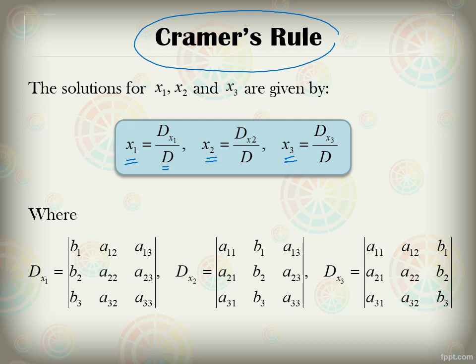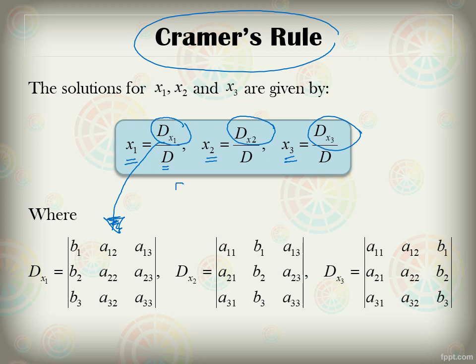To find x2, we find the determinant of the column for the unknown x2, and divide with the determinant of matrix A. And for x3, we find the determinant of the last column and divide with the determinant of matrix A. Here, you can see the formula for each of Dx1, Dx2, and Dx3. So Dx1 is defined by this.